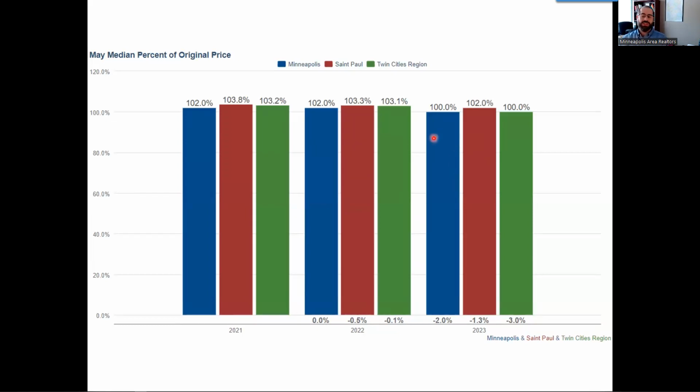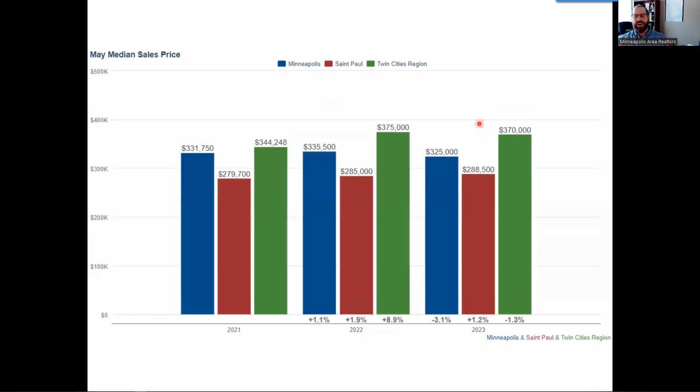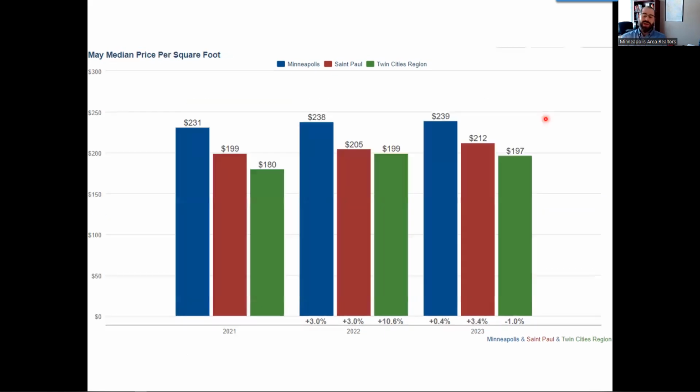Percent of original list price. Let's take a peek at this one. So most recently for last month, Minneapolis at 100%, St. Paul at 102%, and then the metro at 100% again. So actually, people are willing to spend not only full list price, but then go 2% over. I think that has to do with the fact that prices in St. Paul are still lower. So even going 2% over will still be a better payment than if you lived in the other big city, the other beautiful core city, or somewhere in the suburbs or the metro as a whole. So kind of interesting data there.